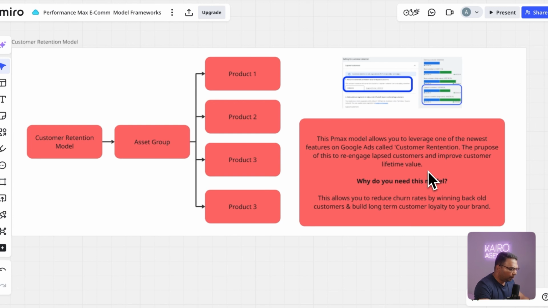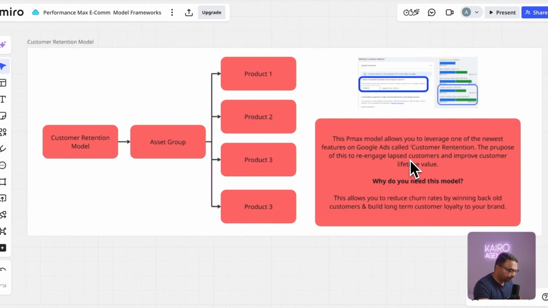But when you switch on the customer retention feature, which I'll get into in a second, this purposely goes after that specific audience segment of your business and brings them back in. And this is super powerful, increasing LTV. And we're seeing this in all of our analytics tools as well. So I highly recommend that you test this particular model.